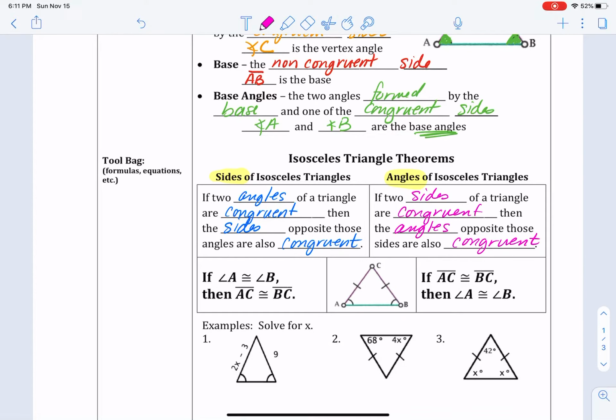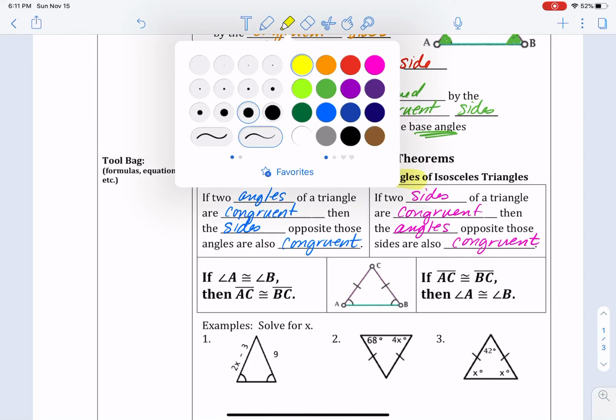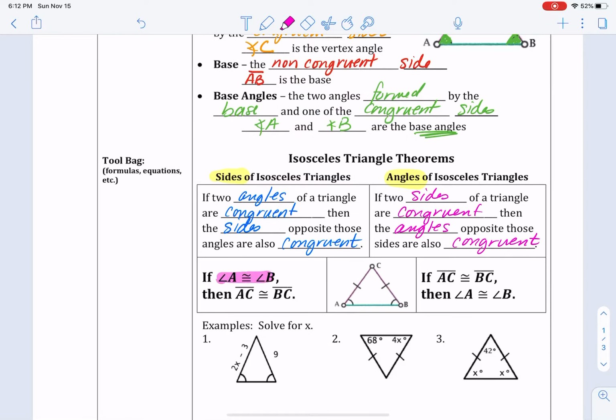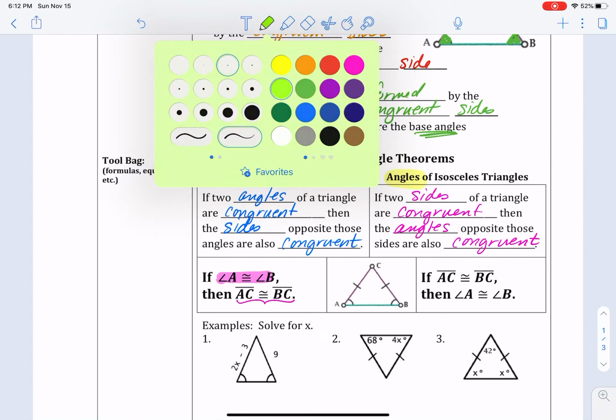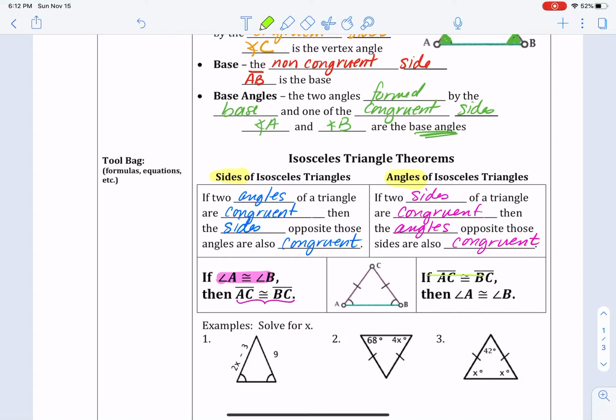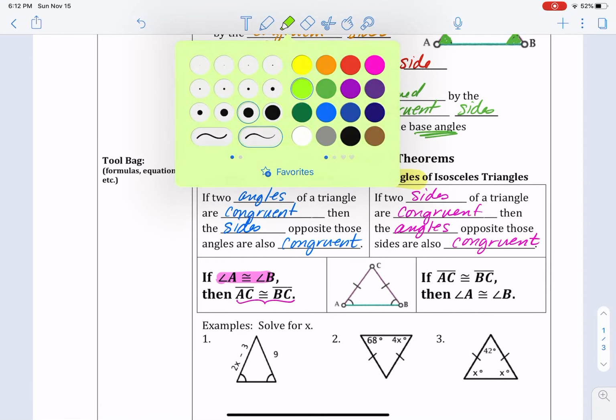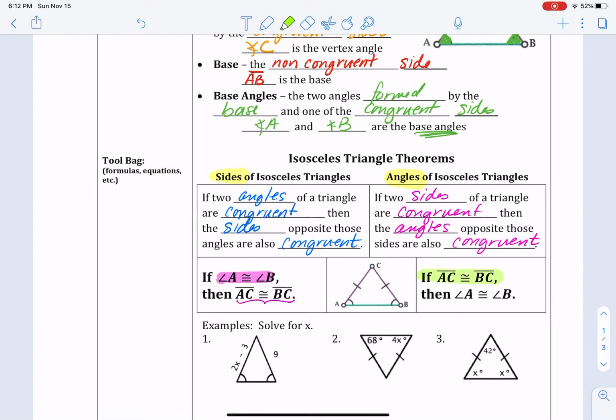And those theorems are depicted in the picture below. So, if I know that these angles are congruent, then I can make a statement about the sides. And the same thing, if I know that the sides are congruent, then I can make a claim about the two angles. So let's start doing some examples and see how these properties apply.